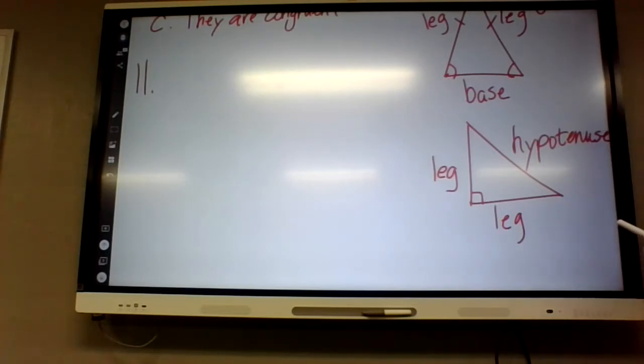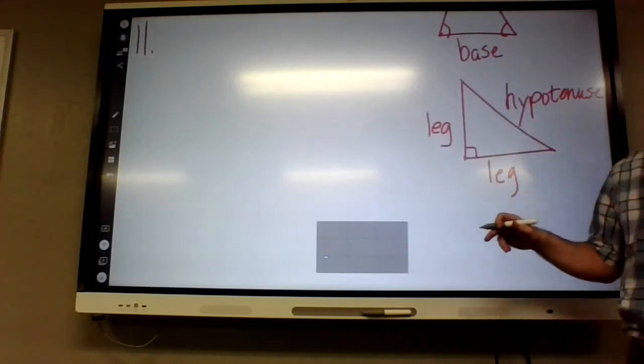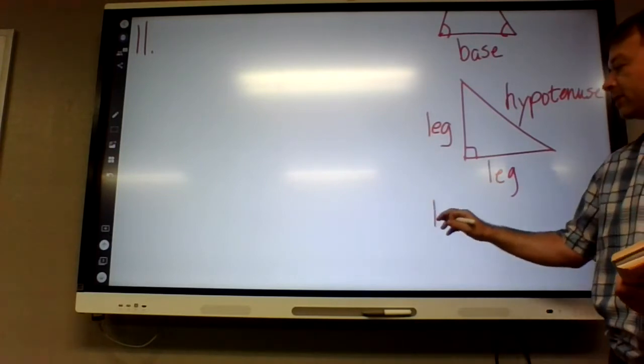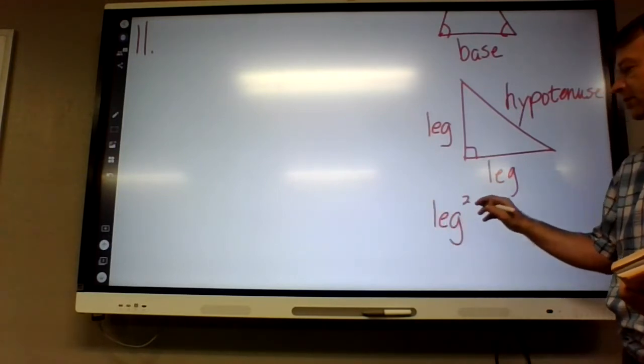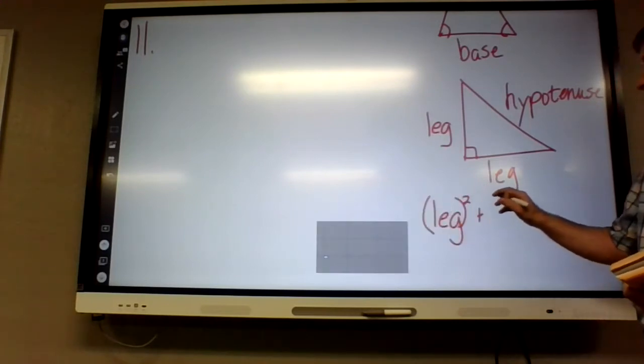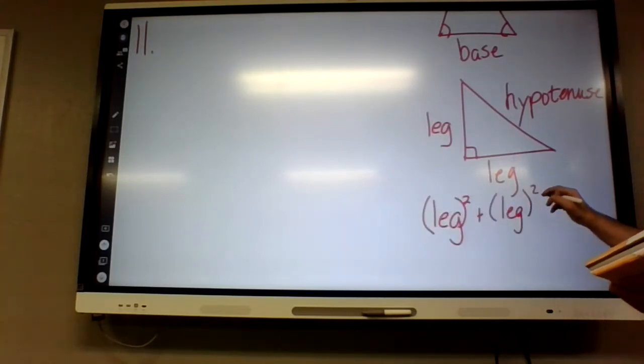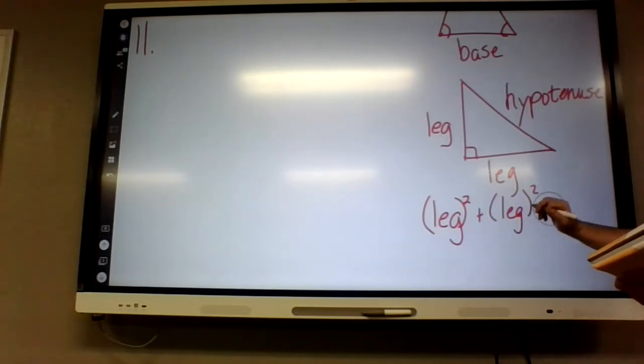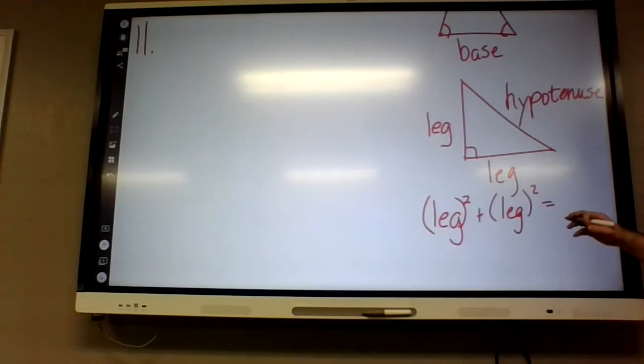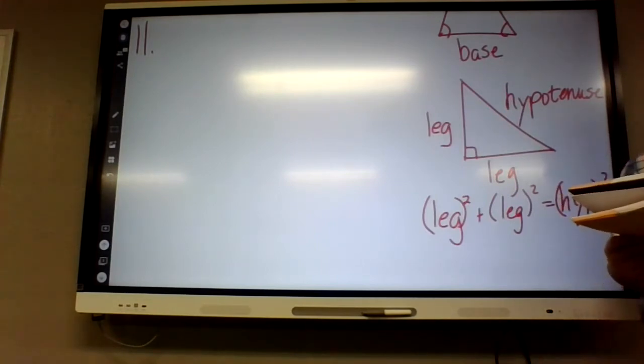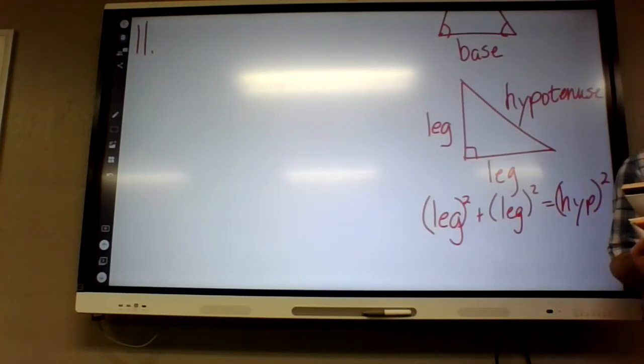Do you guys remember the relationship between the legs and the hypotenuse? Pythagorean: leg squared plus leg squared. We're not really doing this today, but we will do it, of course. On A for 10, you put the line segments. The names of the segments are like AB, XY, that kind of thing. Okay, number 11.